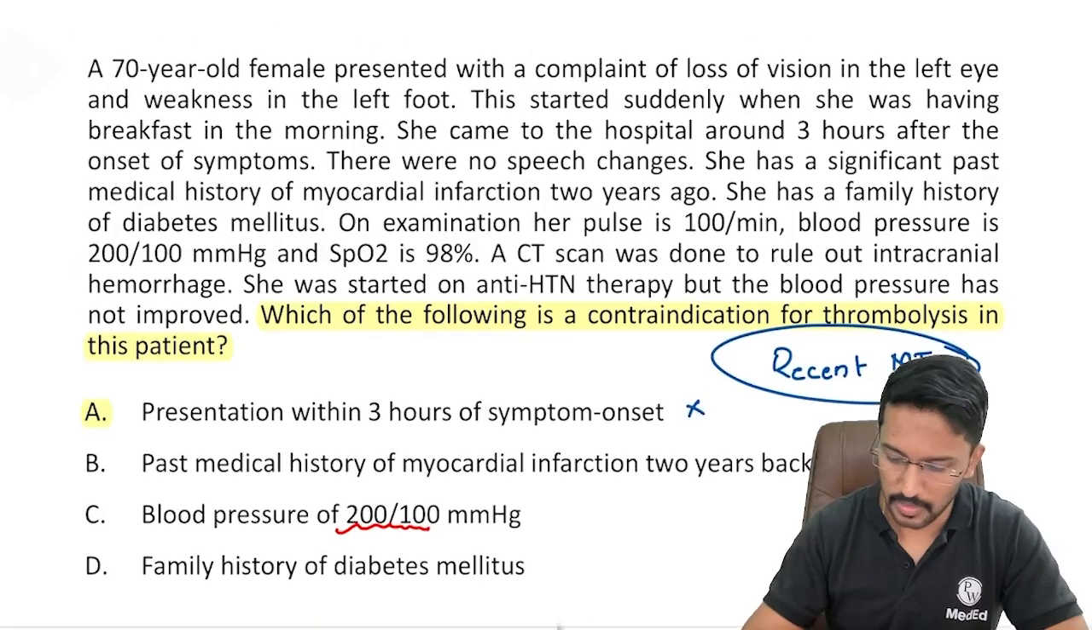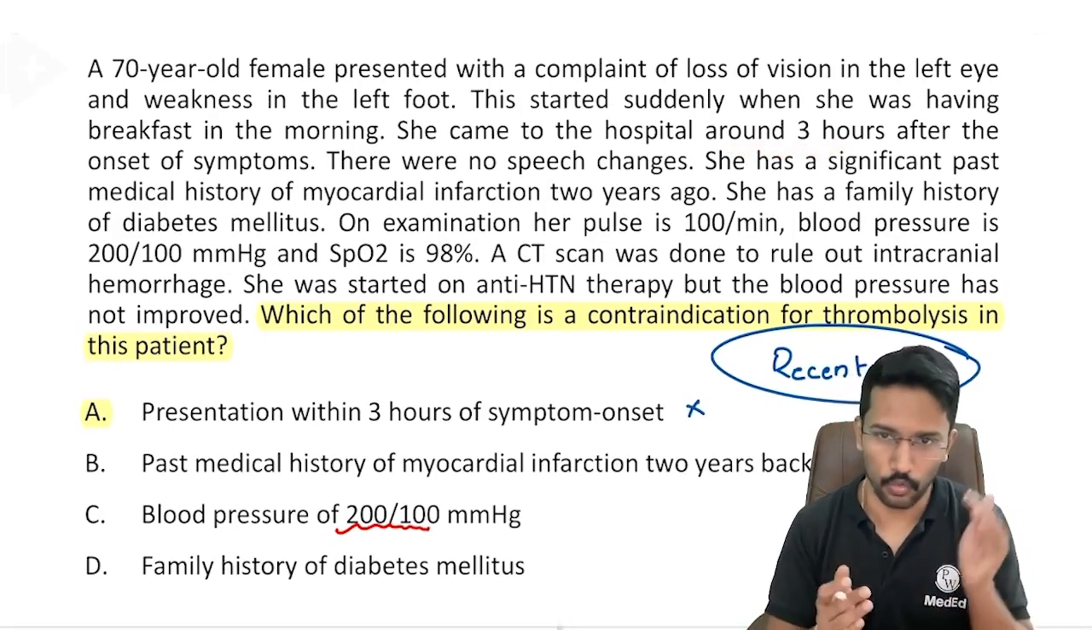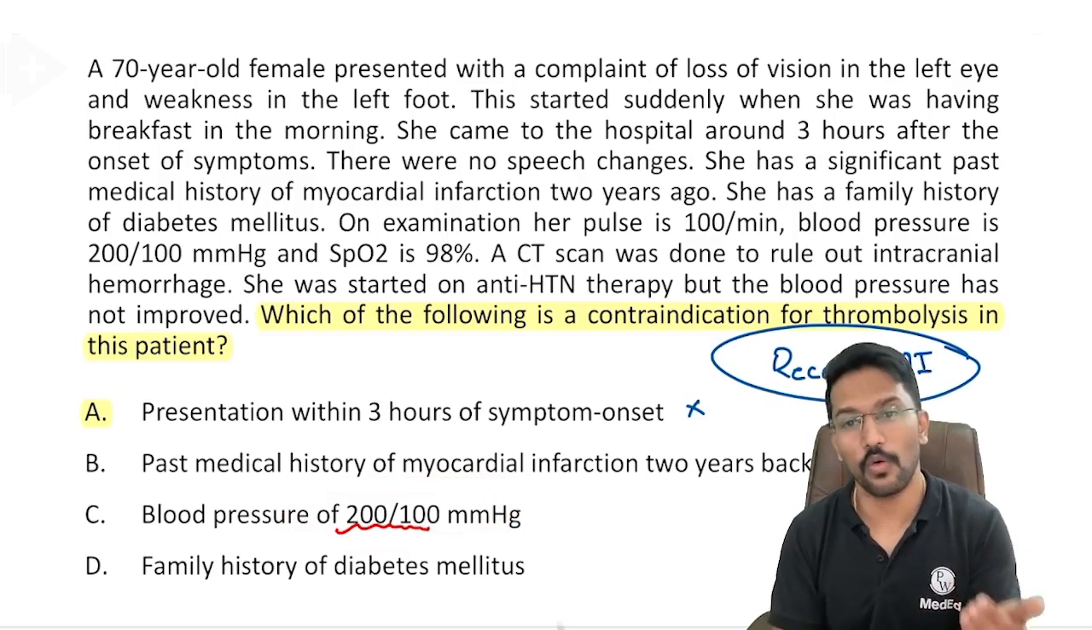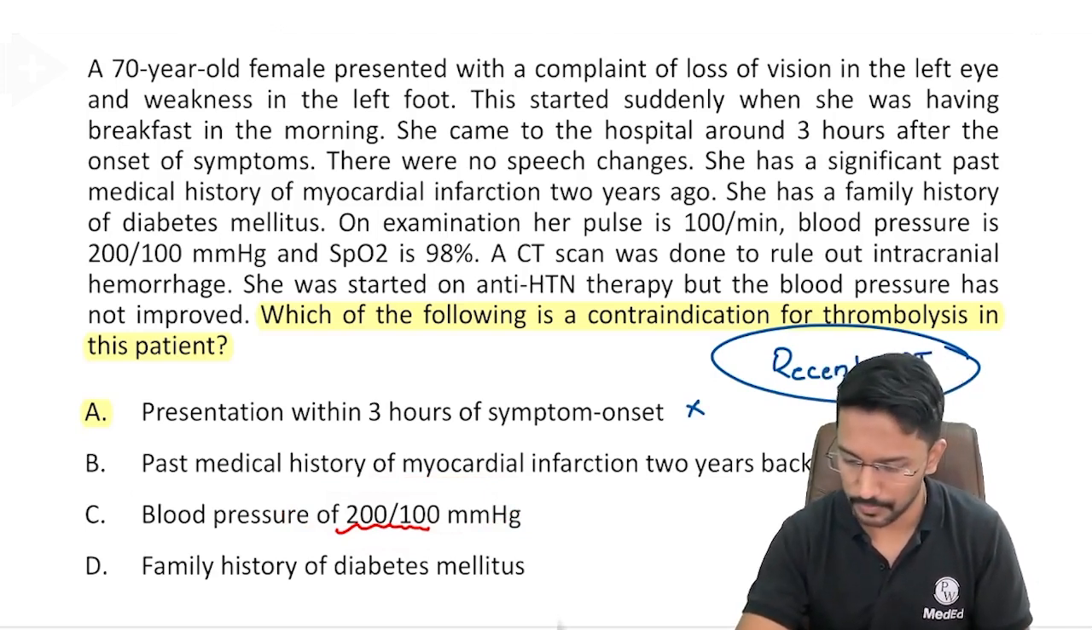Here, patient has presented around 3 hours after the onset of symptoms. We have 1.5 hours of window period to lower the BP. If you can lower it to less than 185 by 110, you can go ahead and do the thrombolysis. That is a relative contraindication, but certainly a contraindication.